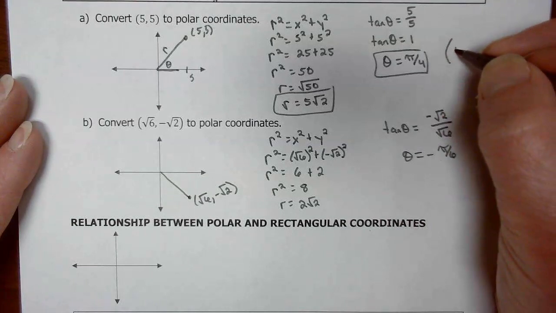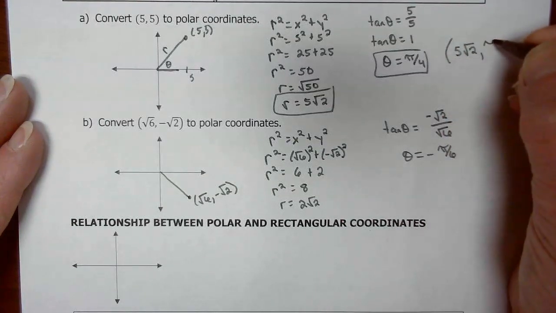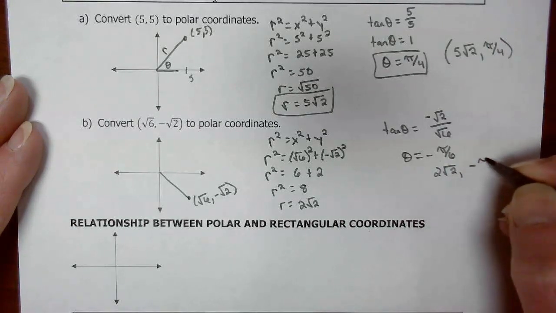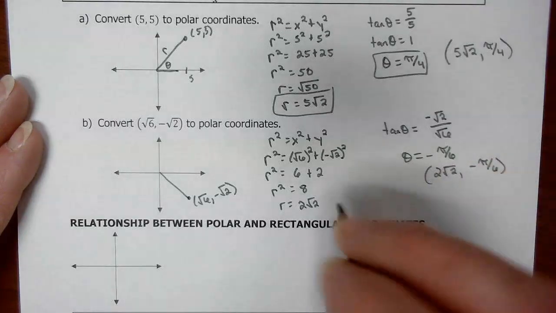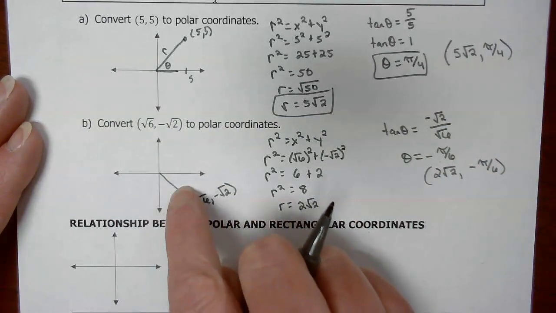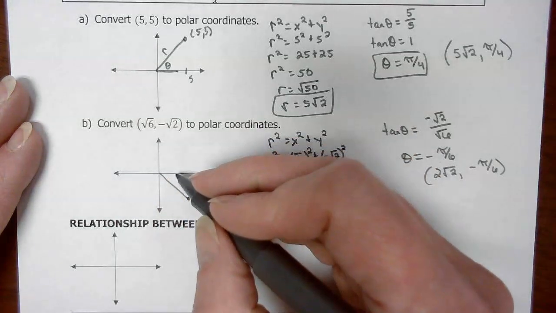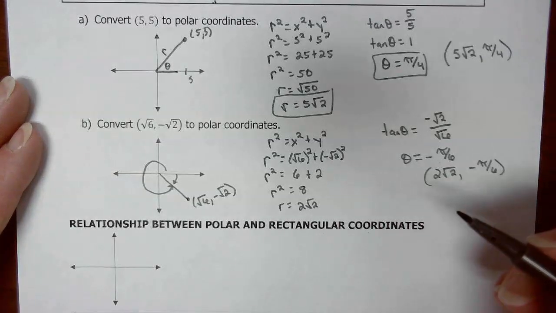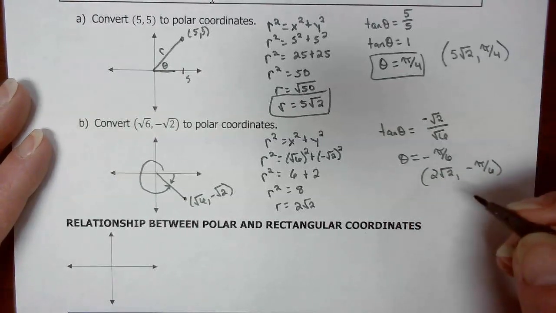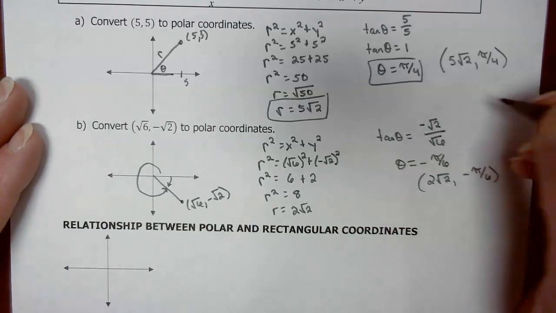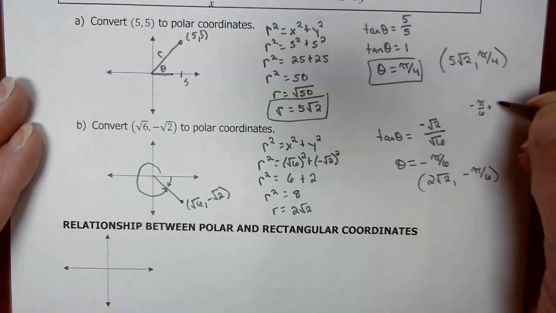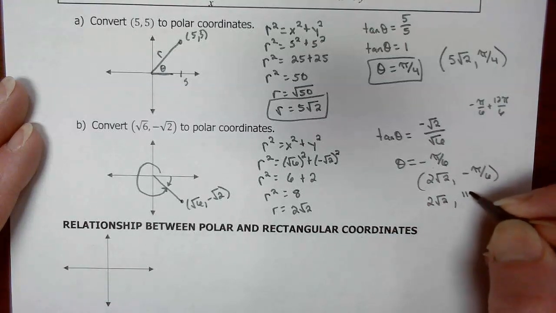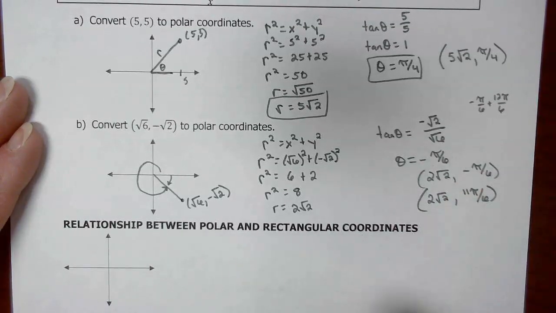So, I forgot to write this as a point, didn't I? (r, theta). Well, negative pi over 6 is not the only way to describe that angle. So that's talking about this angle. But what if I wanted to know this one? Well, if I added 2 pi to that, so negative pi over 6 plus 2 pi would be 11 pi over 6. And that would also be a correct point.